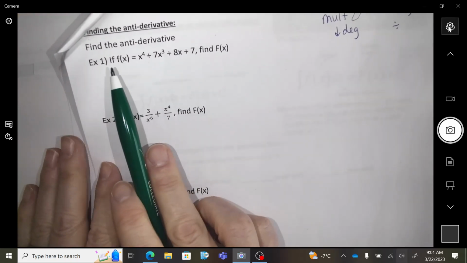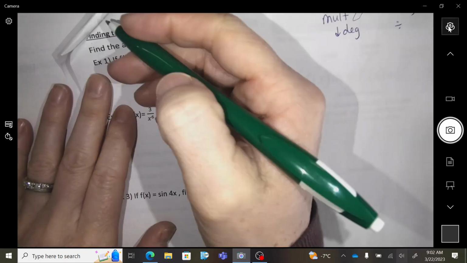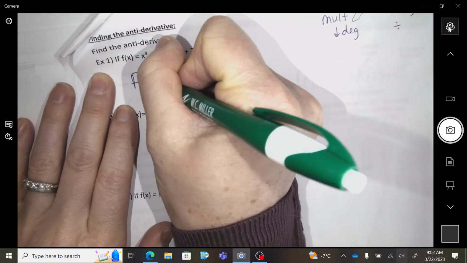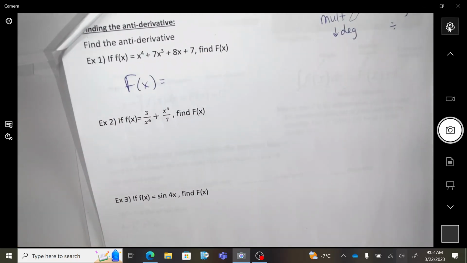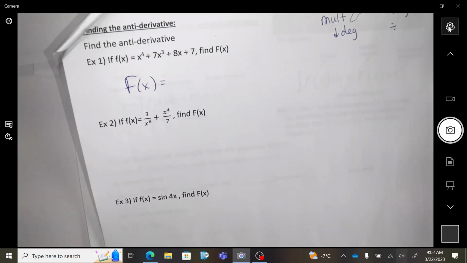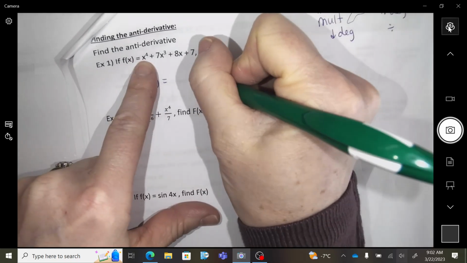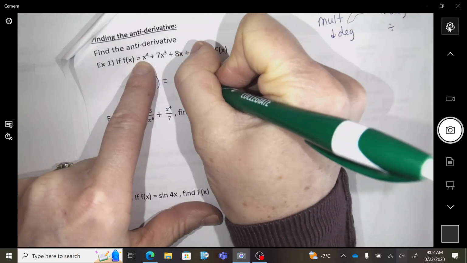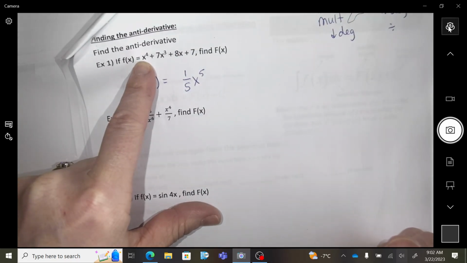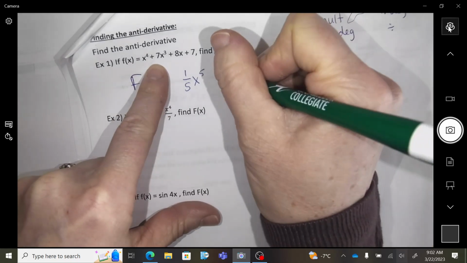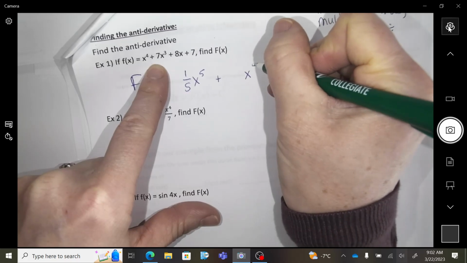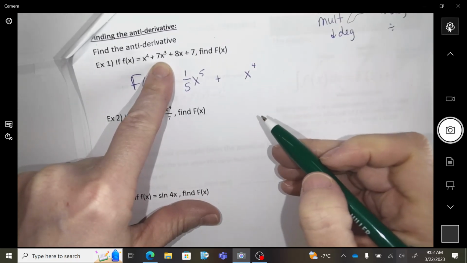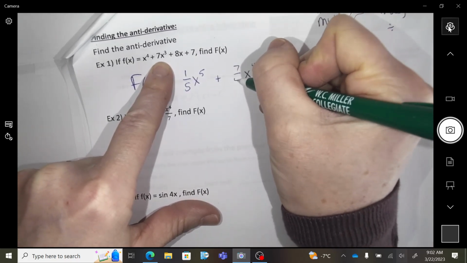Okay, so if this is called f of x, we're going to title this the big F of x. That's just the protocol there. So if that's a little f of x, this is now a big F of x. So we're going to go up a degree. So this would have started as a fifth. And then a 1/5 would go in front, a divide by 5. Plus, this would have been a 4th degree. And then 7 divided by 4.